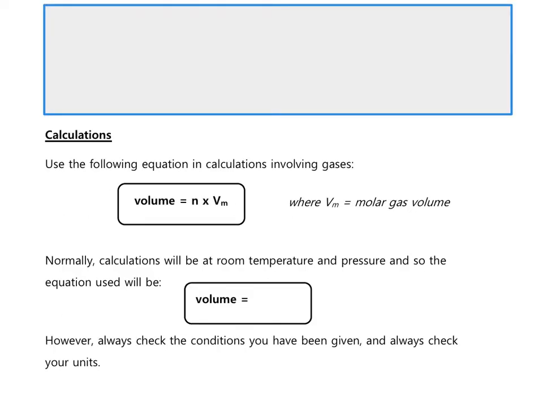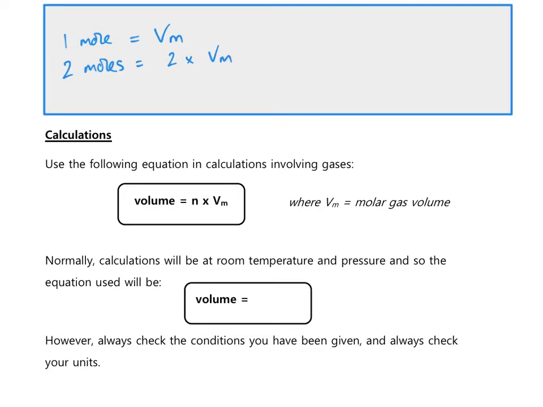So what we learned on the previous page is that 1 mole of any gas occupies the same volume at the same temperature and pressure, and that is called the molar gas volume, that volume that it occupies. So what we know is that 1 mole of a gas occupies the molar gas volume, and we give that the symbol Vm. But let's say, for example, we have 2 moles of our gas. What volume would it occupy? Well, it would occupy 2 times our molar gas volume.